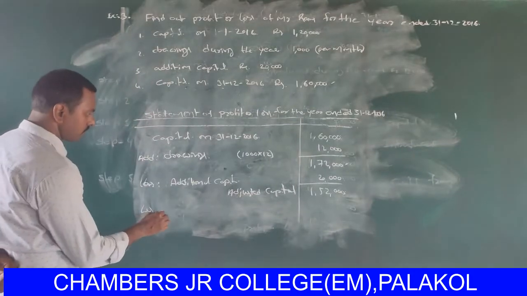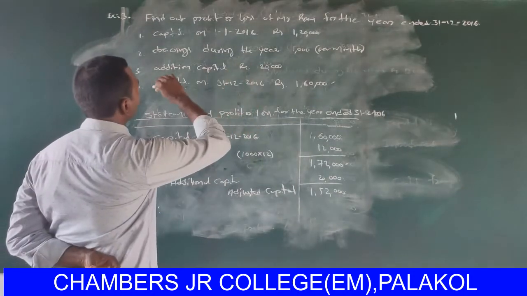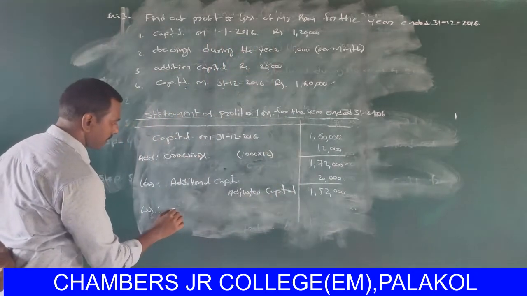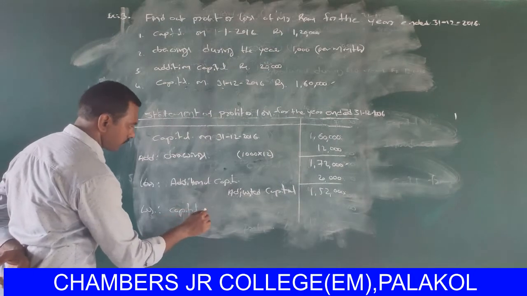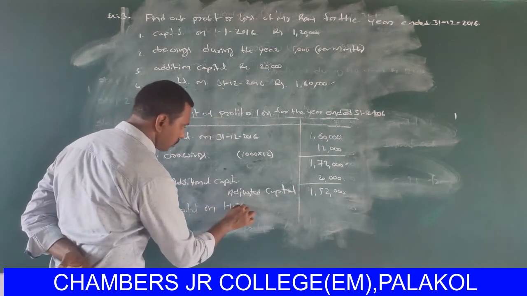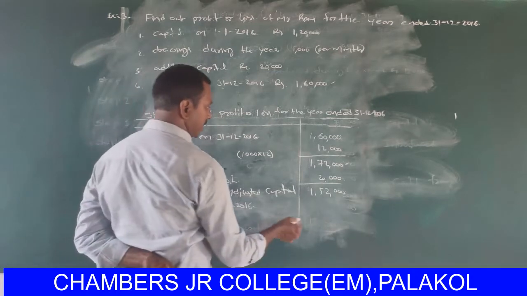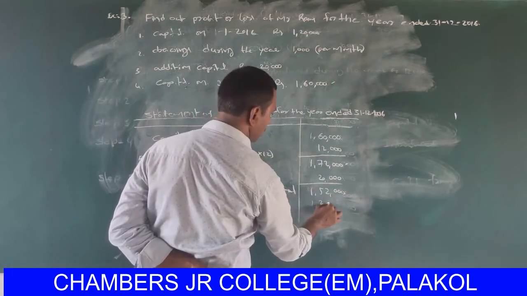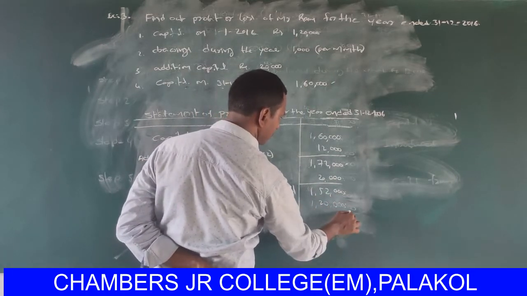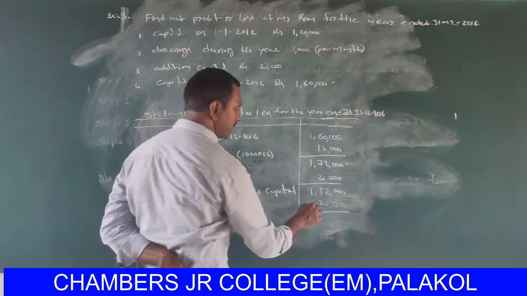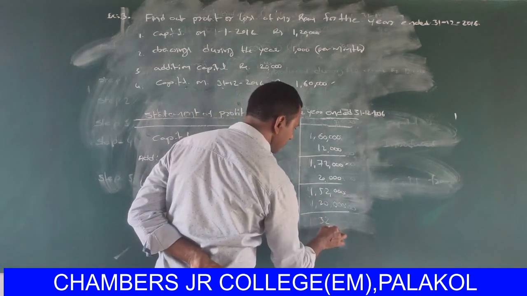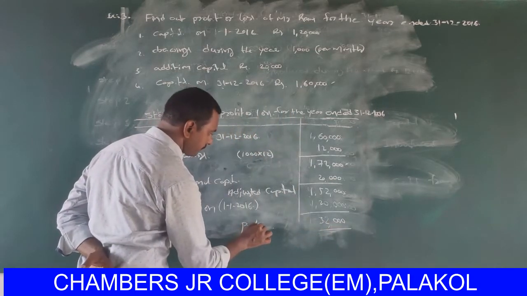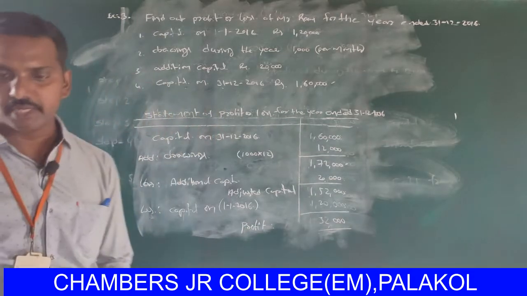Now less the amount of opening capital, capital on 1/1 2016, rupees 1,20,000. 1,52,000 minus 1,20,000 is 32,000. This is profit.